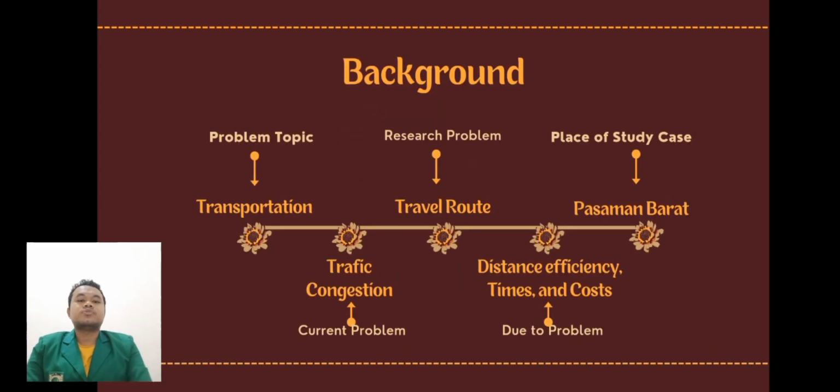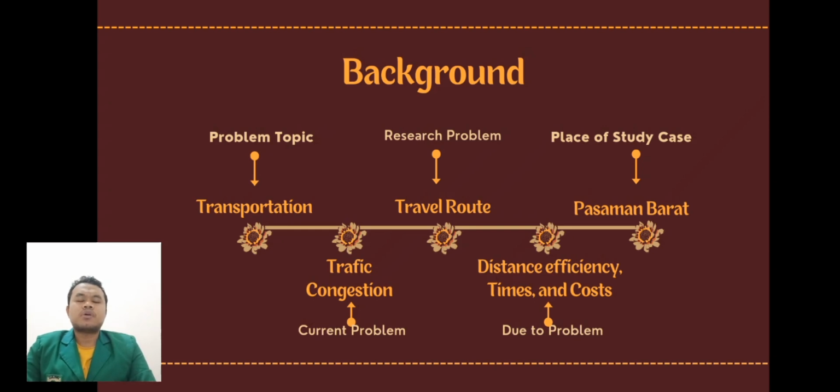Start from chapter 1, Introduction. There is a background in the introduction. In the background, we will discuss the problem topic. The problem topic is about transportation. Transportation is an important means of facilitating human movement and transporting goods from one place to another. And the current problem is traffic congestion.